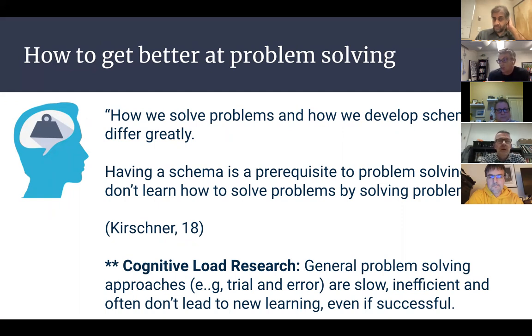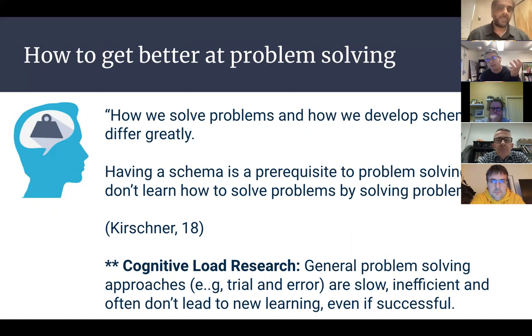One of the key ideas that I find challenging, which has come out of cognitive science, is that it seems to suggest we actually don't get better at solving problems by practicing solving problems. How we solve a problem is different than how we develop a schema. Take a simple math question. If we're learning how to add two-digit numbers, how we build the understanding of what's happening in that skill or bundle of skills is different than how we apply it to a problem. The research is saying we can't build it through just practicing problem solving. We have to have some of that understanding before we can do the problem solving.